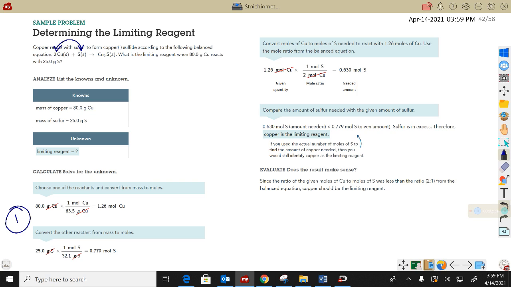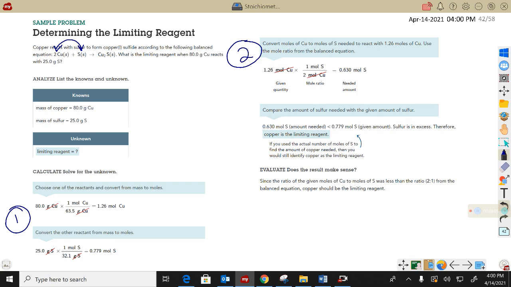Now sometimes you can figure out limiting and excess just by inspection. Sometimes it's not as obvious. And so step 2 is to do this. Pick moles of one of the reactants, either one, it doesn't matter. Here they picked the copper, the 1.26 moles of copper. Then you use the mole ratio from the balanced equation and do a quick mole-mole stoichiometry. We're going to convert moles of the reactant that you picked to moles of the other reactant.